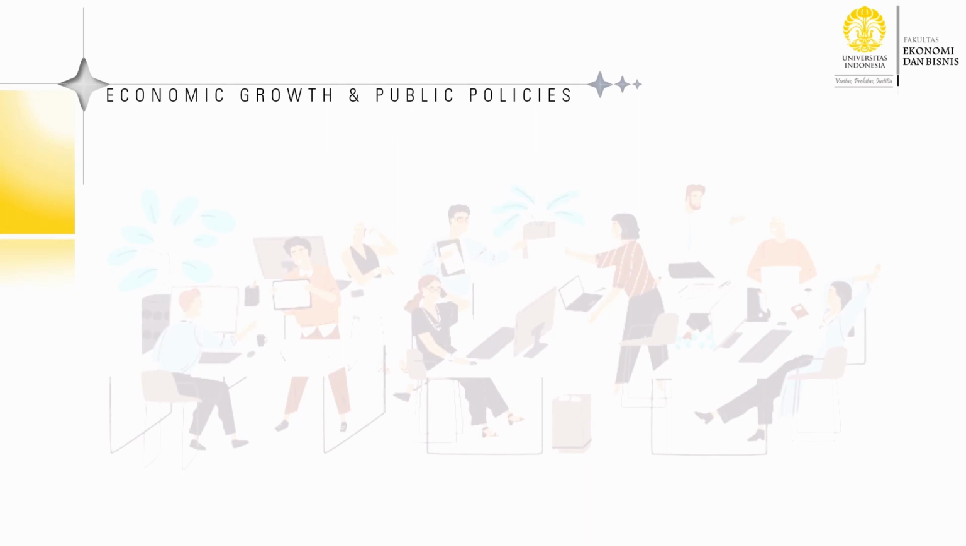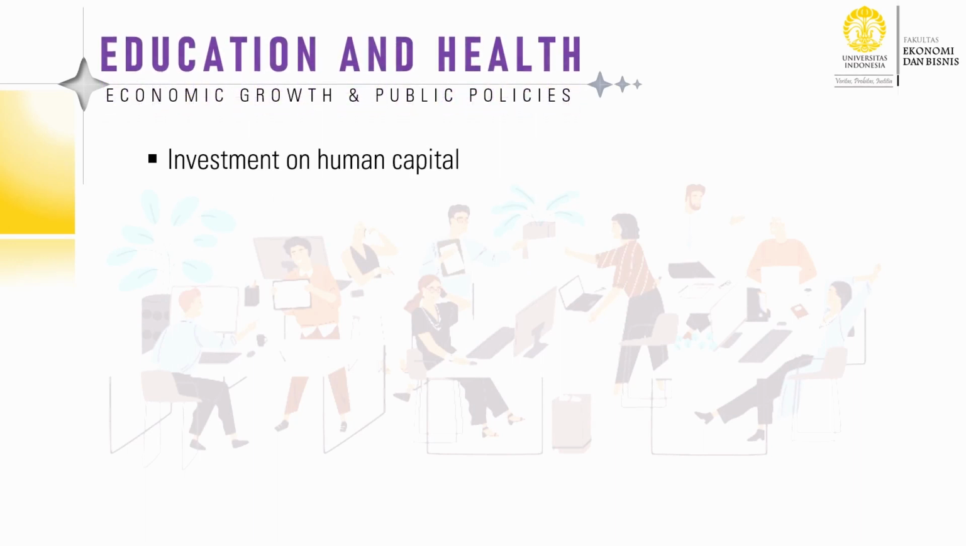Okay, after talking about the policies to accumulate physical capital, let us now discuss the government policies that could affect the other sources for long-run economic growth. Education and health policies are parts of the government investment, not on physical but on human capital. Both policies are in fact the most important policies since human capital is central in economic productivity.